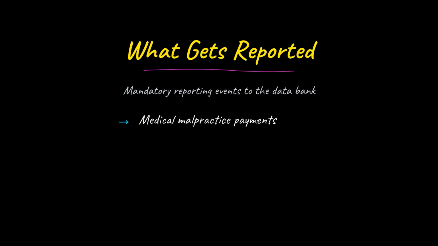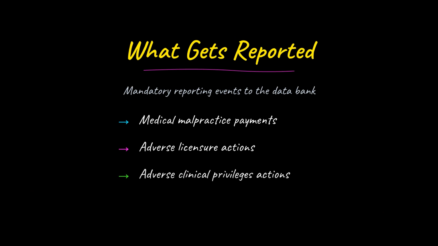Reporting is mandatory for 4 main categories: medical malpractice payments, adverse licensure actions, adverse clinical privileges actions, and professional society membership actions. Malpractice payers must report within 30 days of settlement, and hospitals must report privileges actions lasting longer than 30 days. Credentialing organizations must query the data bank at initial credentialing and every 2 years thereafter for hospital-affiliated clinicians. Critically, failure to query carries a legal presumption that the organization already knew of any reported events.